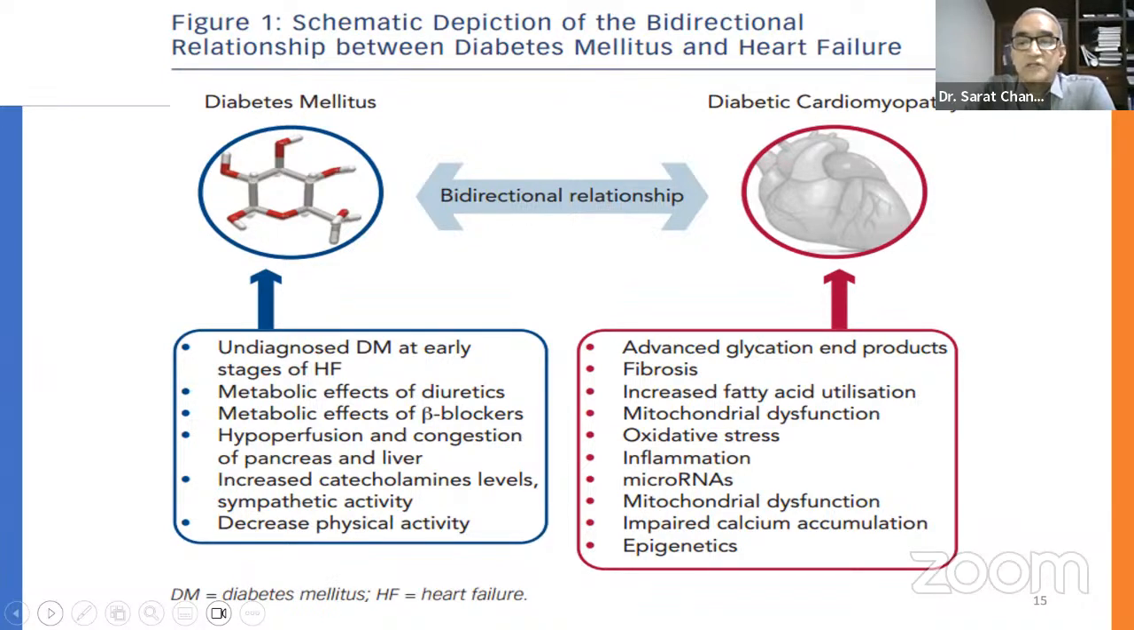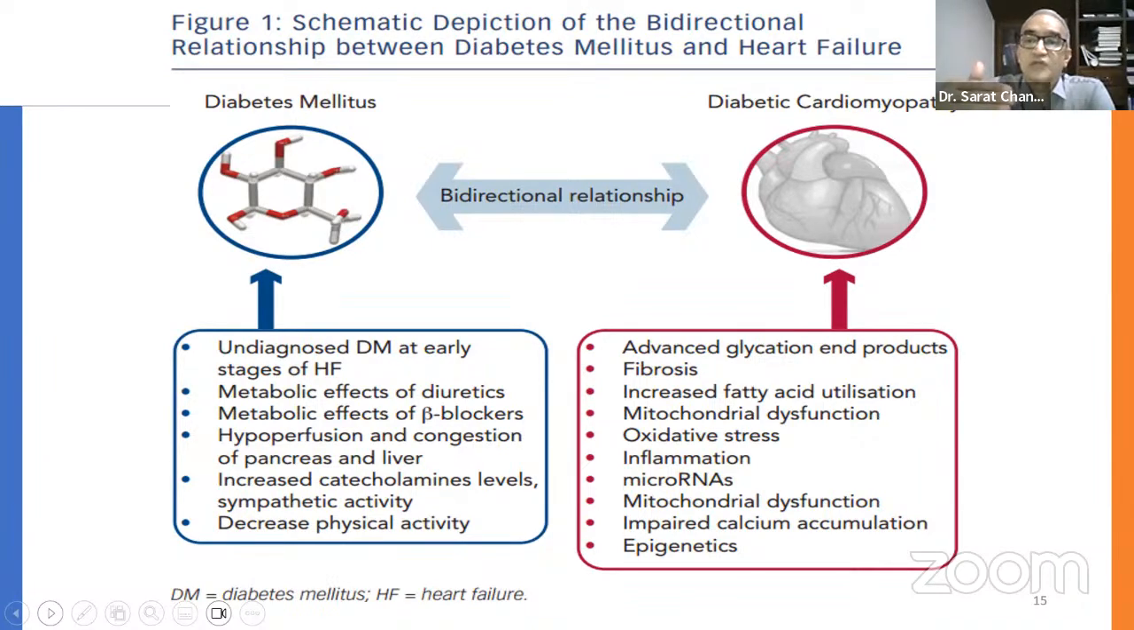Advanced glycation end products, deposition of advanced glycation end products between the cardiac muscle cells can lead to fibrosis. There is increased fatty acid utilization, which is not considered good for the heart. Mitochondrial dysfunction, oxidative stress, development of inflammation, microRNAs, and impaired calcium accumulation, and so on. So these are all the mechanisms through which diabetes can lead to an impairment of cardiac muscle cell contraction and eventually to the development of heart failure.